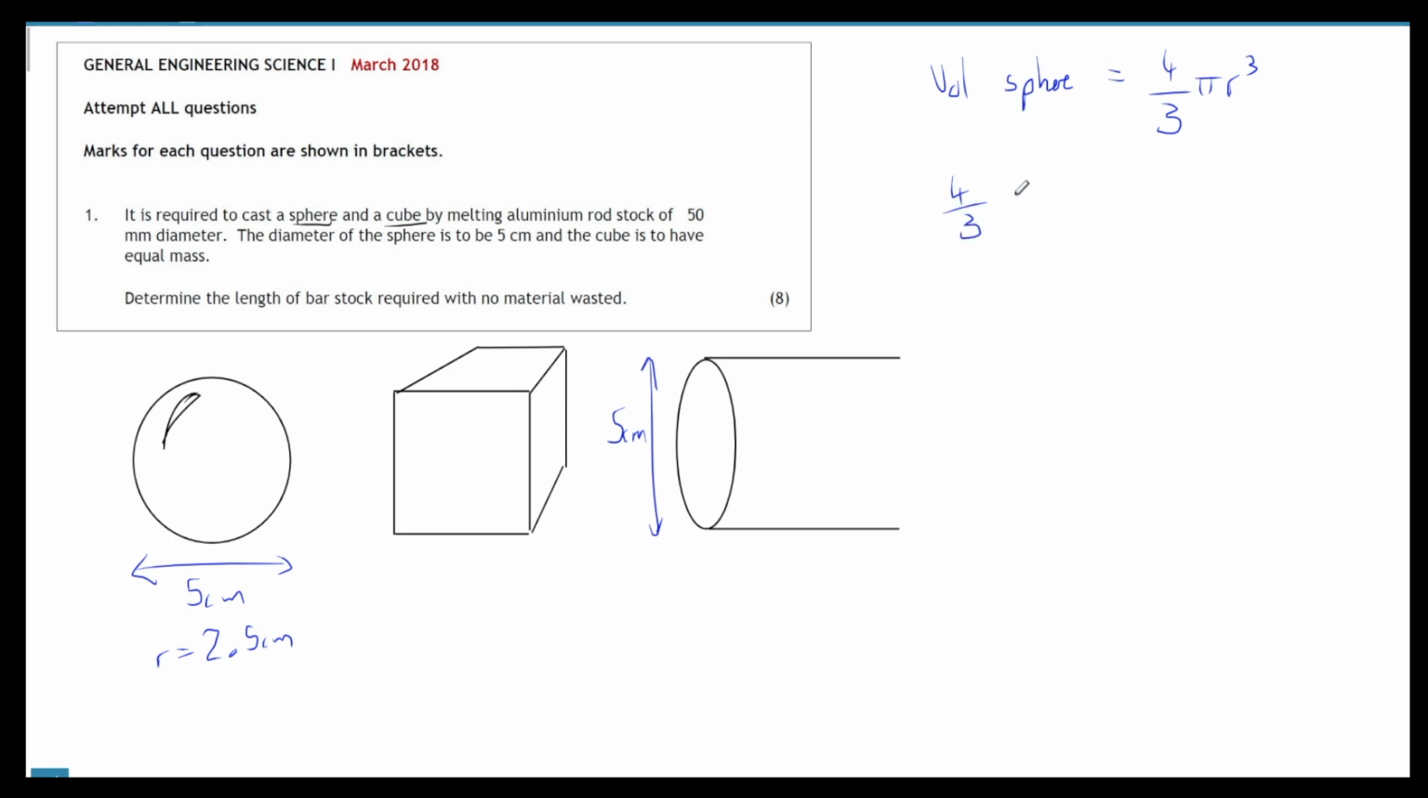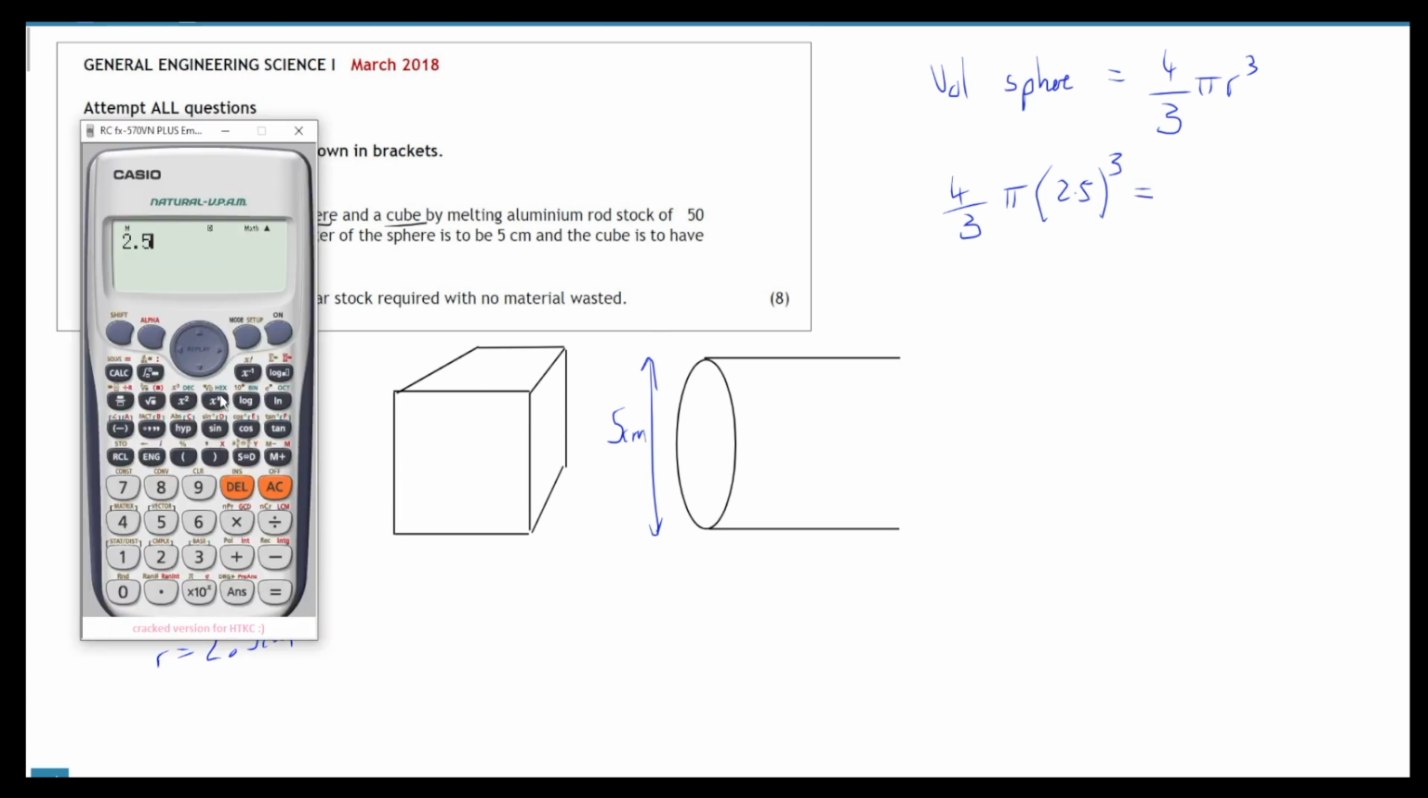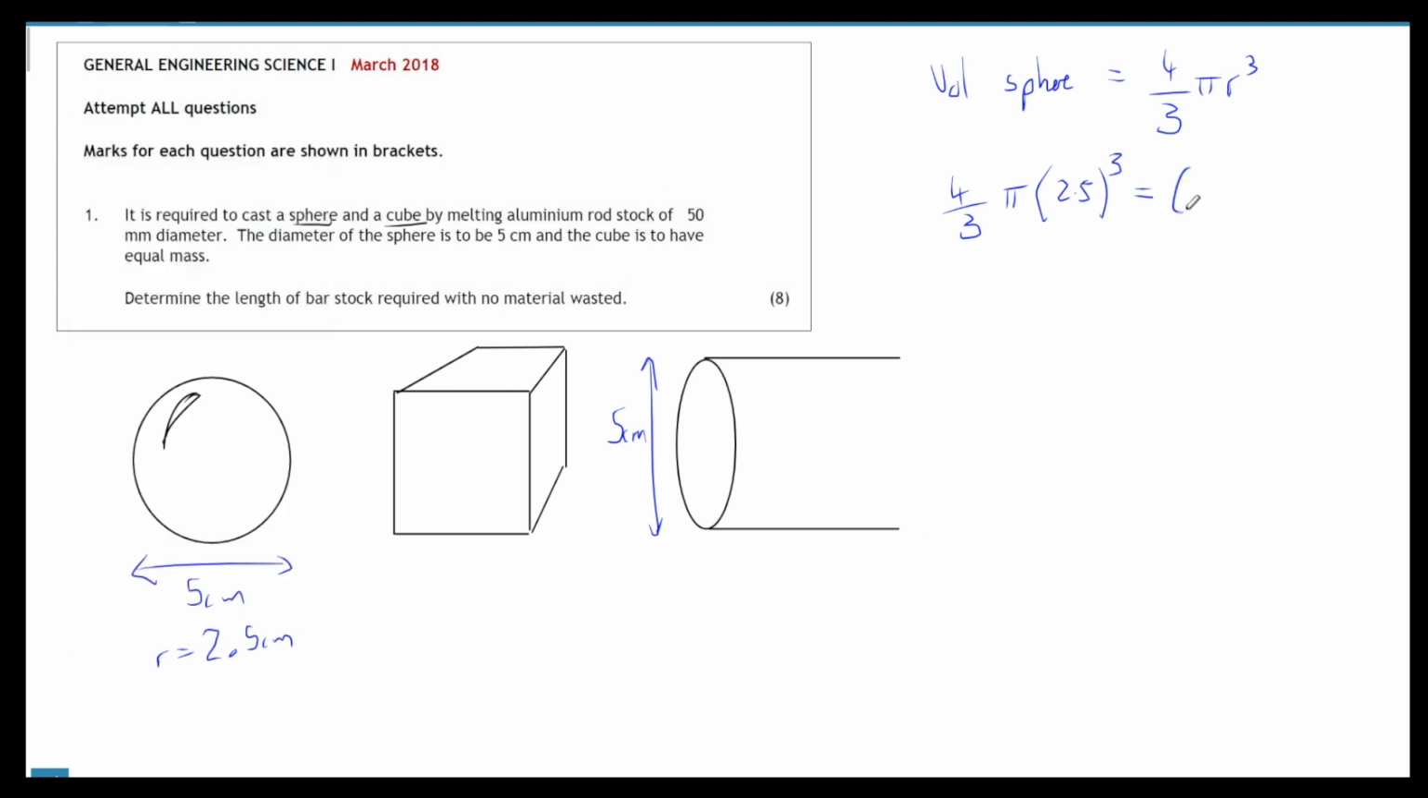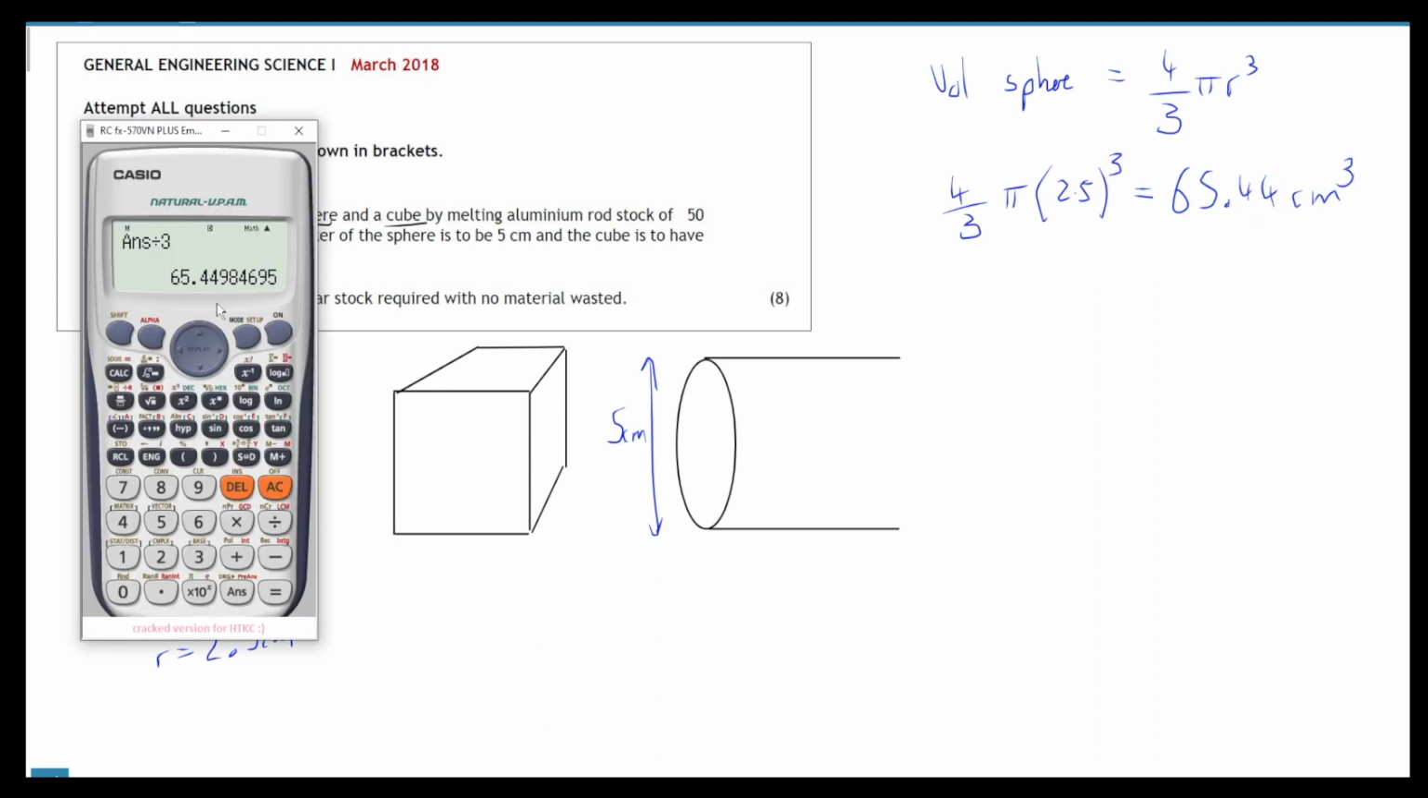So it'll be 4 over 3 pi r cubed. My r is 2.5. Cube it, not square it, cube it. Let me grab my calculator and we'll plug it in. 2.5 cubed, and then times that by pi, times it by 4, and divide it by 3. That's 65.44 centimeters cubed, or thereabouts. It's a little bit more. I didn't round it properly, but it's good enough to show me I'm on the right kind of direction.